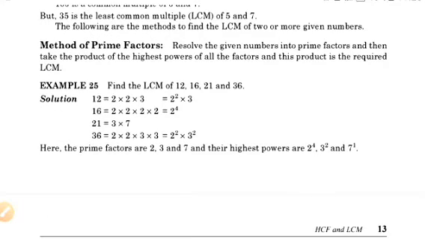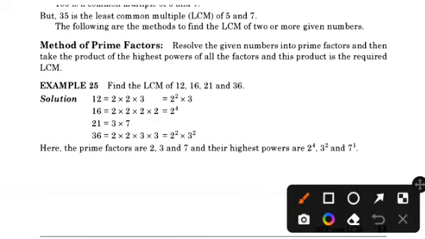Here in all these, the prime factors are 2, 3 and 7, and their highest powers are 2 power 4, 3 power 2 and 7 power 1. This is the highest 2 power 4, because in the first we have 2 power 2, here is 2 power 4, and in the last we have 2 power 2. And 3 power 2 is the highest, because in the first we have 3 power 2, here is 3 power 1. So 3 power 2 is the highest.